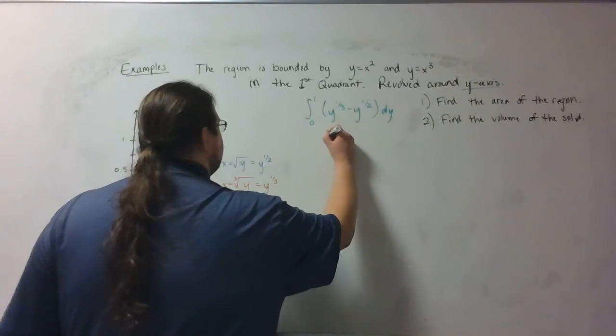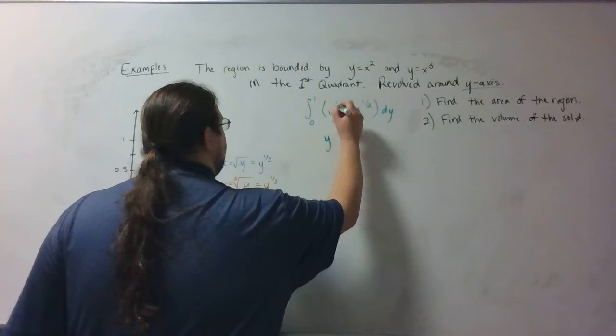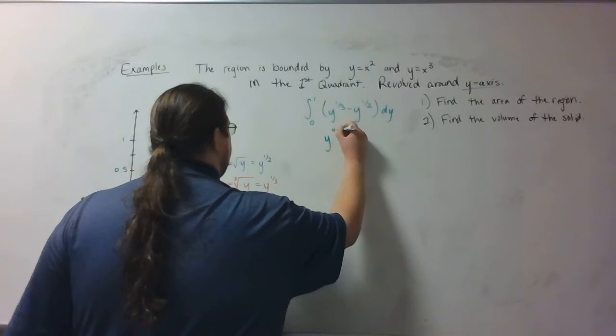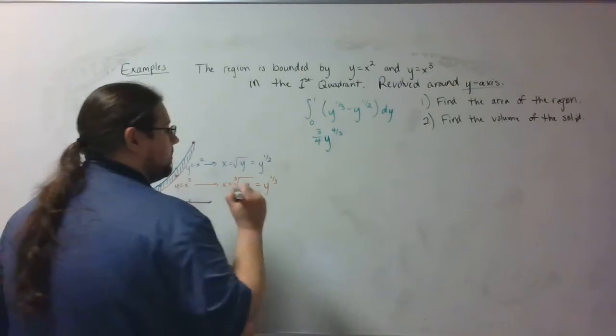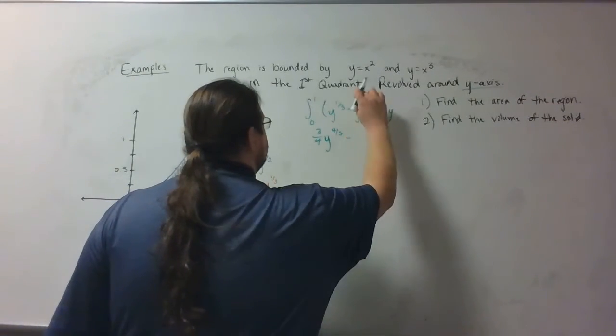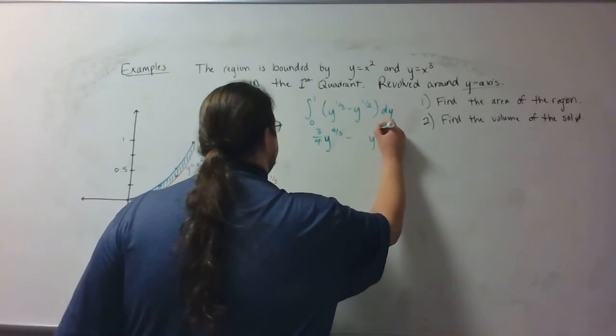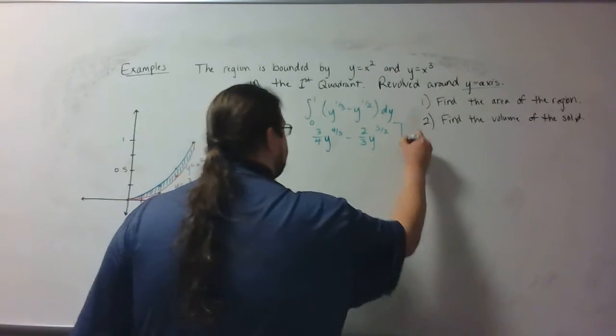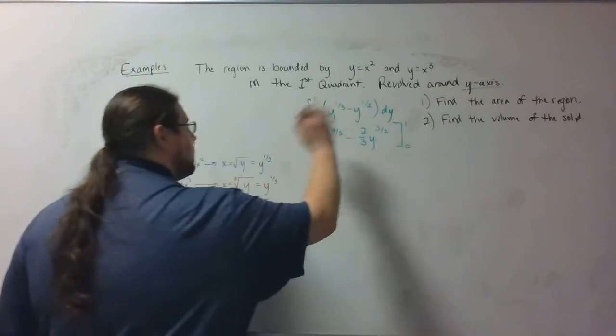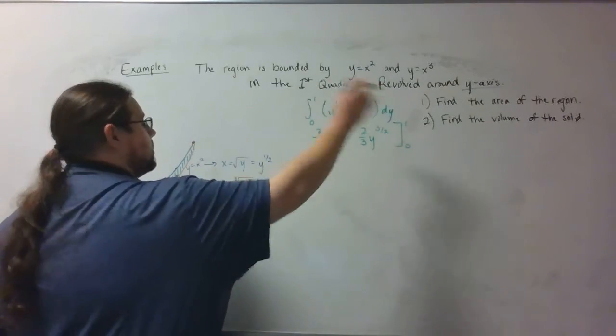When I integrate, this is going to become y to the 4/3, so I'm going to divide by 4 and multiply by 3. Then that's going to become y to the 3/2, so I'm going to divide by 3 and multiply by 2. And I'm integrating from 0 to 1. Again, if I plug in the zeros, it's not going to matter. I'm just going to plug in the 1.